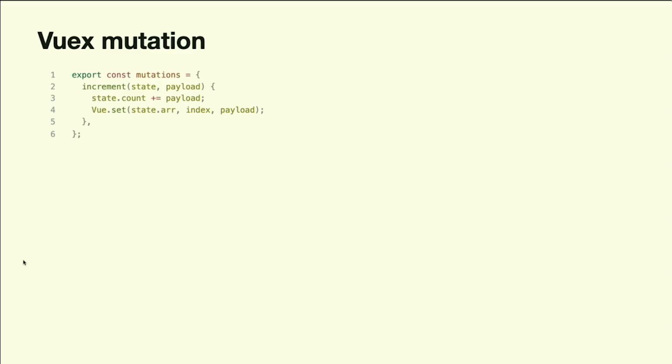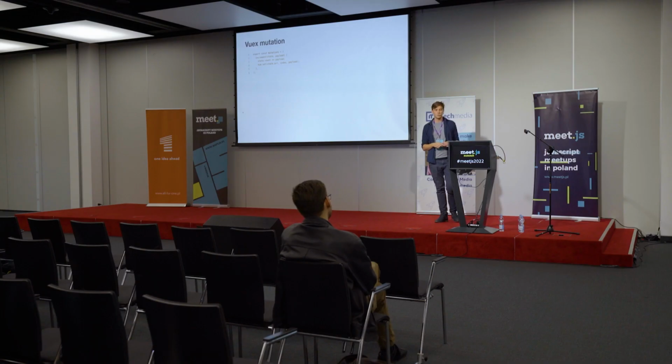However, we use real mutation. In case of mutating some nested object, we have to use this Vue.set syntax. Also, there is no Immer under the hood, so this is a real mutable function. Because of that, there is no time travel debugger in the Vuex DevTools.